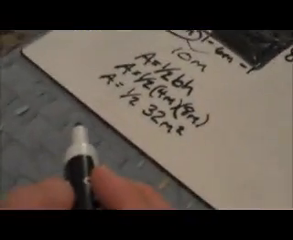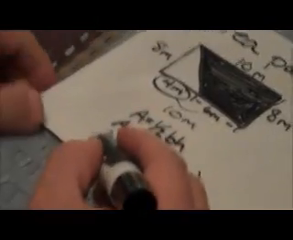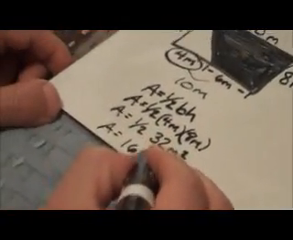Now half of 32 should be 16 meters squared. Now 16 meters squared represents the triangle.